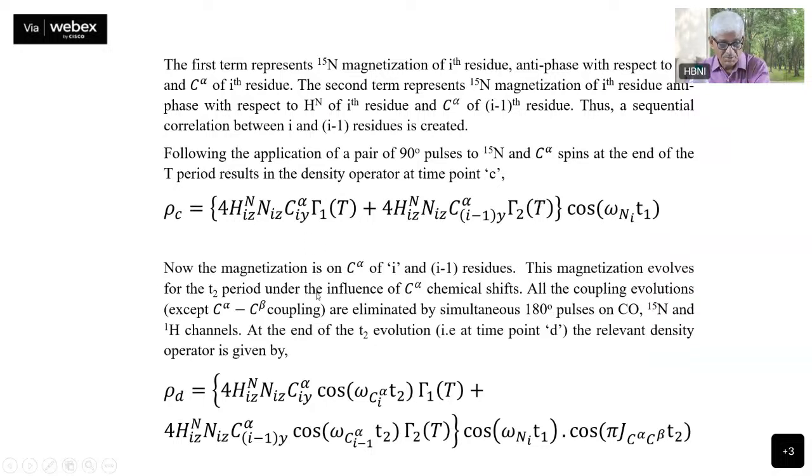Okay. So now the magnetization is on C alpha of I and I minus 1 residues. See, this is the C alpha magnetization of I minus 1. This is the C alpha magnetization of residue I.